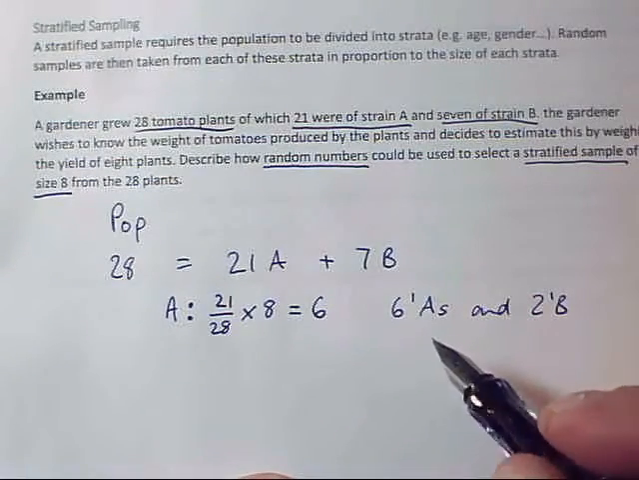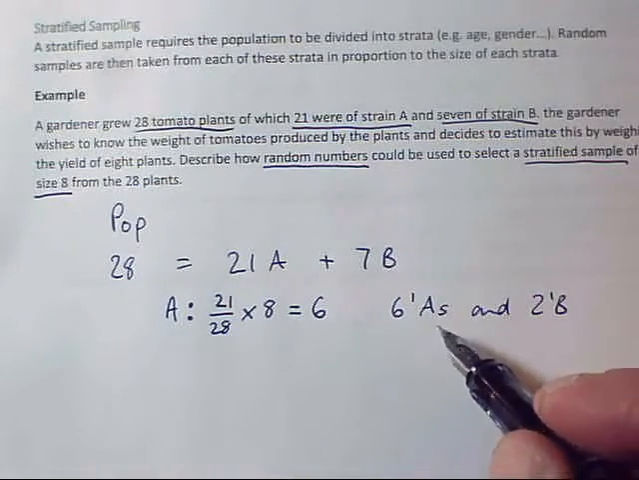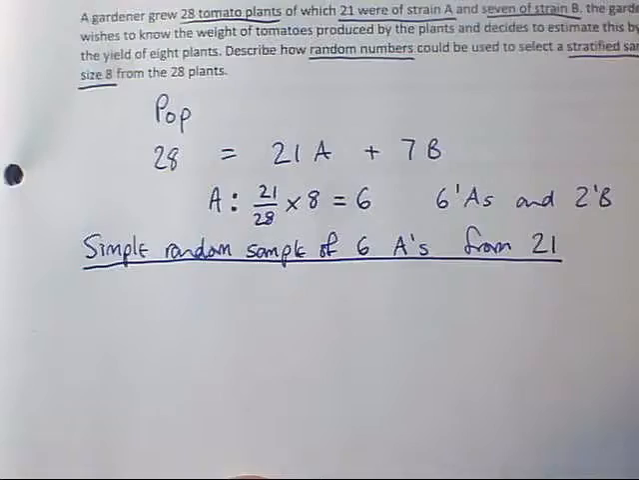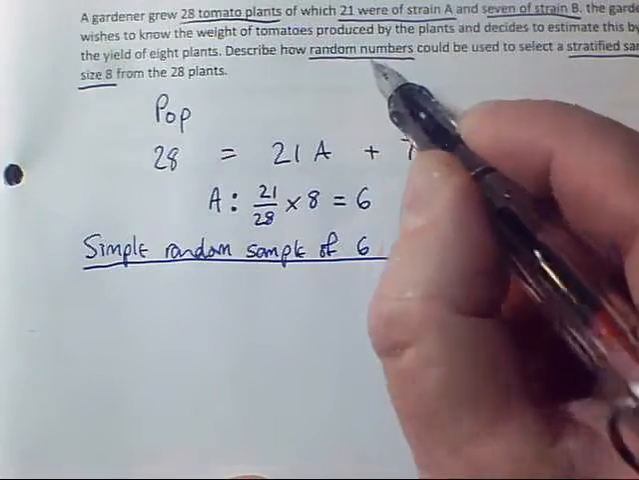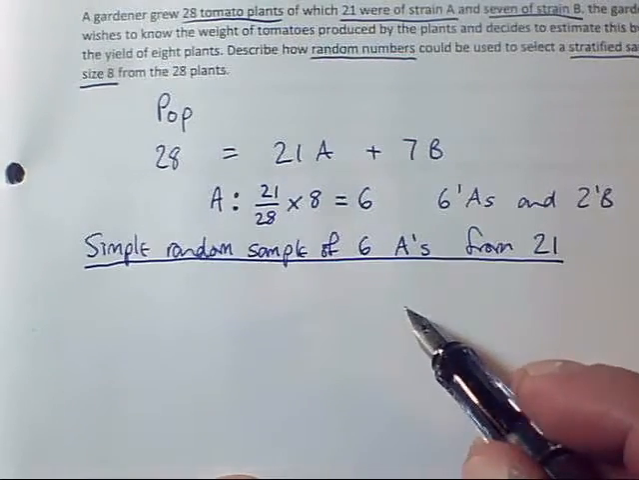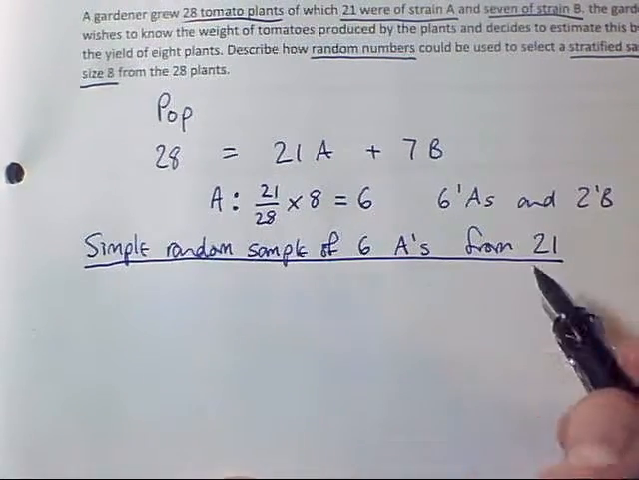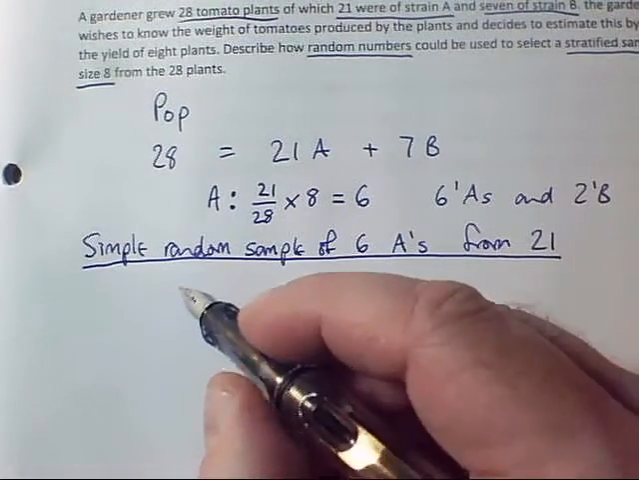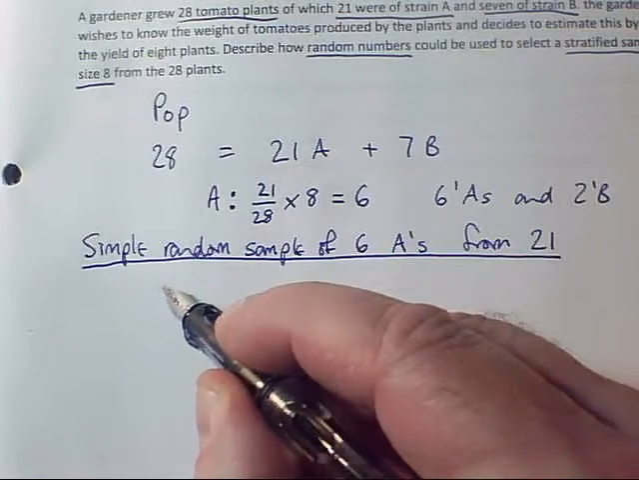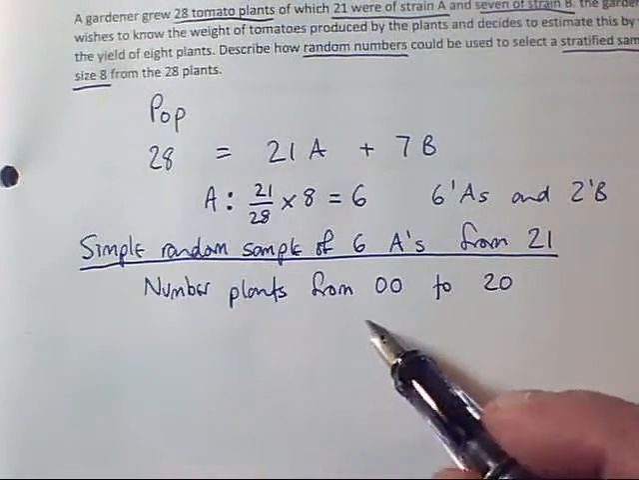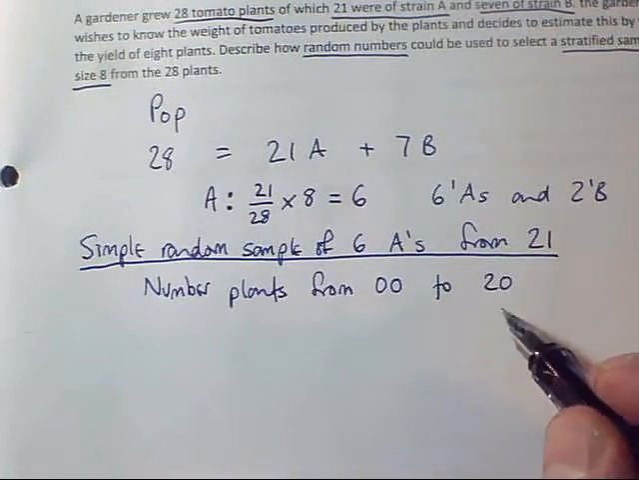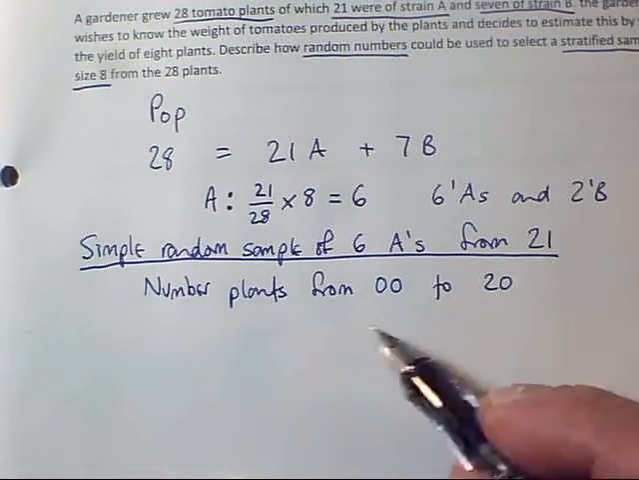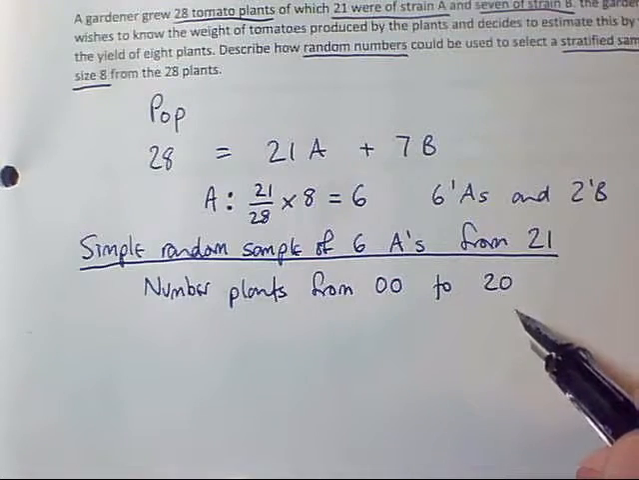And now we need to do a simple random sample of 6 A's from the 21 in the group. So how do I use random numbers to get this simple random sample of 6 from 21? Well, I need to start by numbering the 21 in the population. And we always start numbering from 0. So I'm going to number them from 0 up to 20, because if I was counting from 1, then I'd get up to 21, but I'm starting from 0, so I only get up to 20.